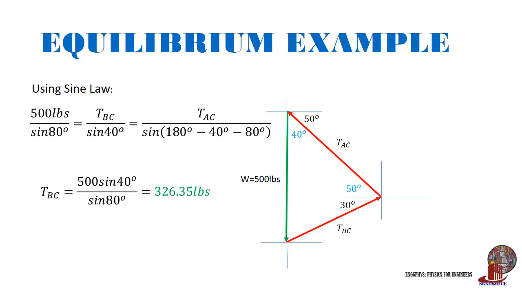So we can directly solve for the tension at string BC as 500 times sine 40 degrees all over sine 80 degrees, giving us 326.35 pounds. And also for TAC, with 500 sine 60 degrees all over sine of 80 degrees, yielding the answer of 439.69 pounds.